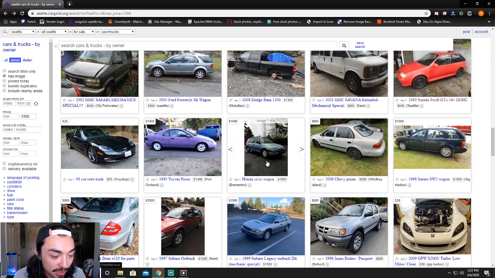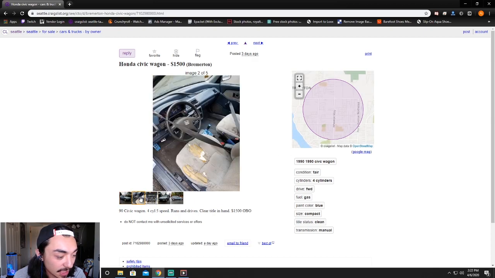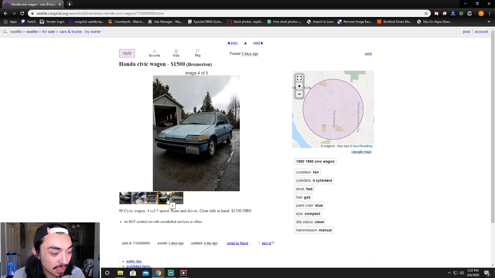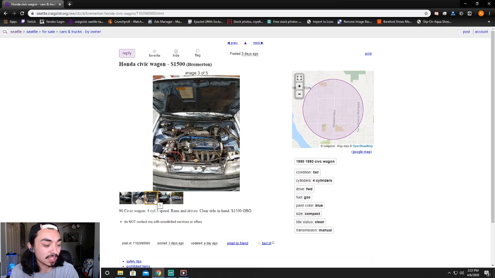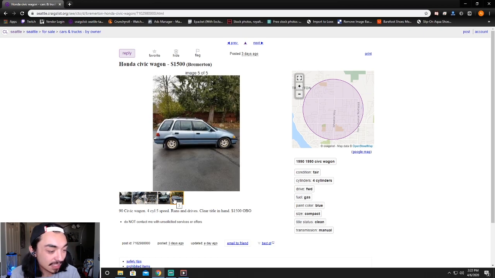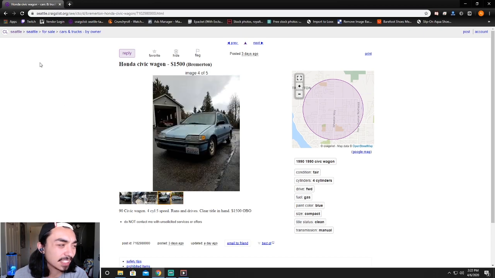Like, look at this crappy Civic wagon for $1,500, and it has terrible pictures with the seat ripped up. No one's buying that for $1,500, dude. You have shit that's laying on the dash, you want to sell it for $1,500. Why? Because it's a Civic. You put some stupid aftermarket headers on there and you think you're gonna sell it. There's dents on it. It's not gonna happen, bro.